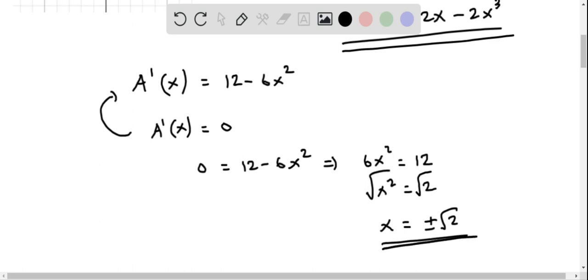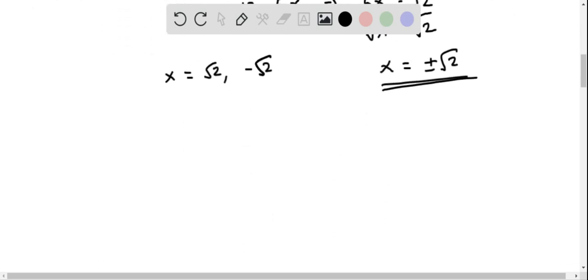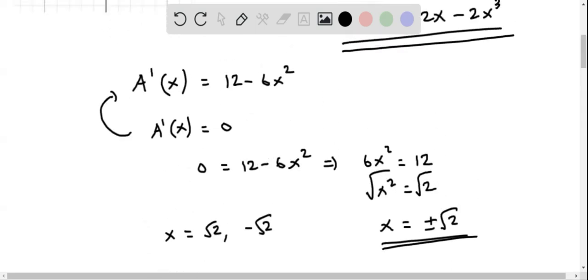We will now decide which value gives the maximum area. So for now we consider the critical points as x equal to positive root 2 and negative root 2. And then we will use the second derivative test to determine at which point the area is maximum. So we have to find the second derivative of the area function. So I write down A double prime of x. We can find the derivative of this function.